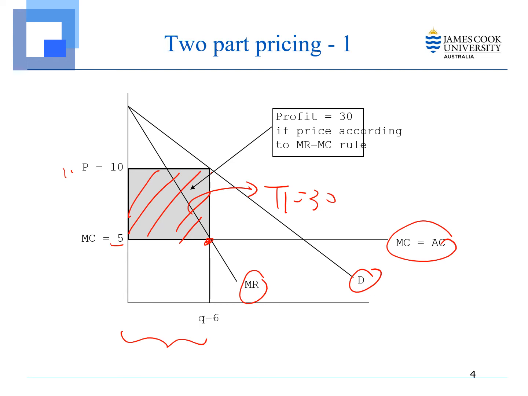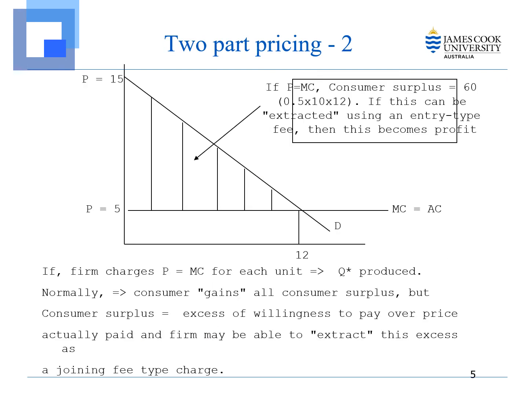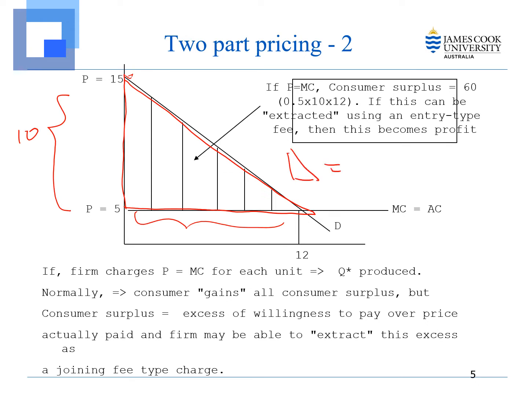But let's do a two-part pricing. I'm going to say, okay, in order to purchase my product, you need to have a membership. You need to become a member in order to qualify to purchase my product. And I'm going to set the membership fee to be this triangle, which is the length of this side, 15 minus 5, so it's 10, times 12. So this triangle is 1/2 times 10 times 12, so it's 60. So you need to pay a $60 membership fee.